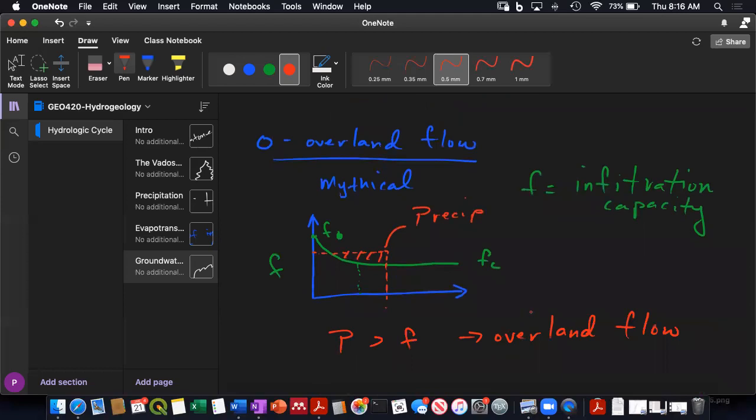And this does happen. It is, in a natural hill slope, rare. The infiltration capacity is high enough in many places that it's not a predominant way of generating stream flow, but it does happen. So overland flow is when my precipitation increases above my infiltration capacity.